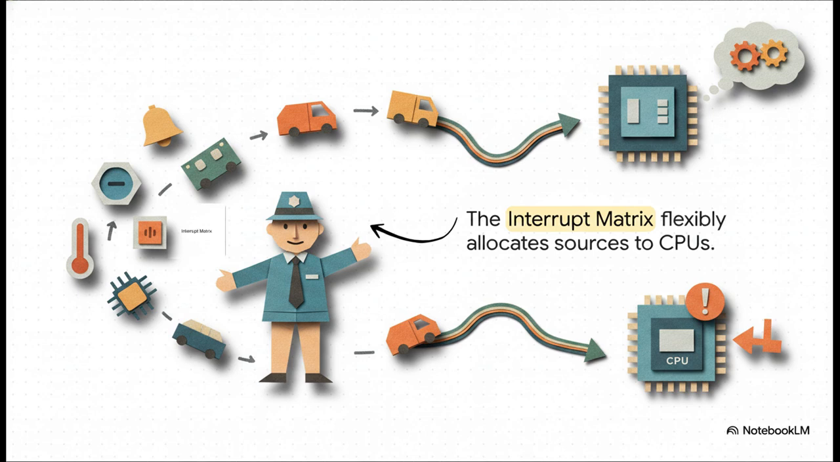Now that our chip can sense the outside world, we need to teach it some reflexes. The interrupt matrix basically serves as the traffic cop of the ESP32. It independently allocates peripheral interrupt sources to the 2 processors to keep your system highly responsive. So, if a sensor suddenly triggers, the matrix ensures the right CPU drops whatever it's doing to handle that alert immediately.